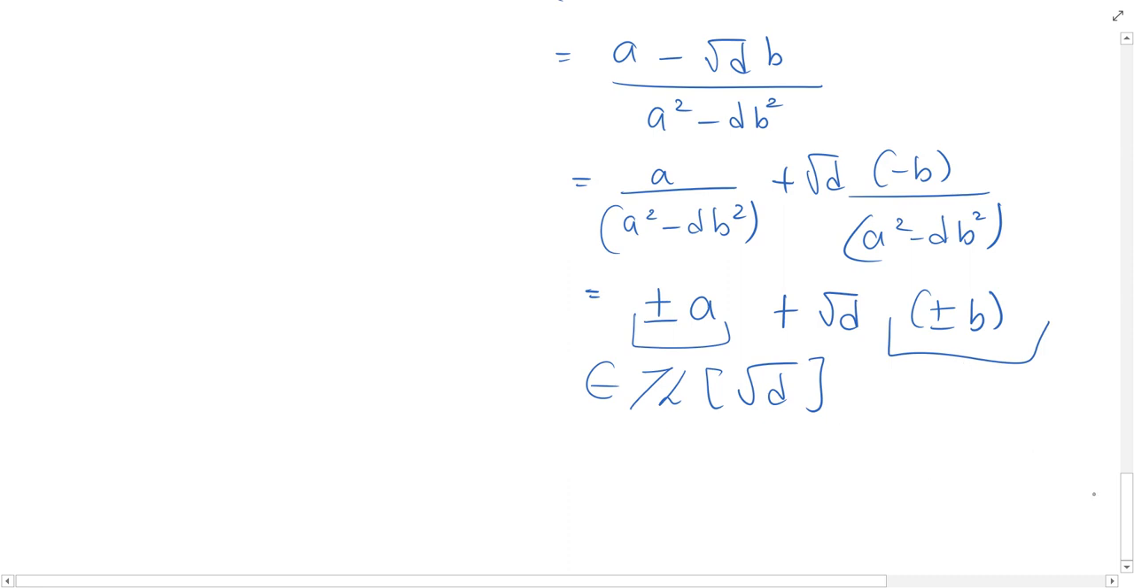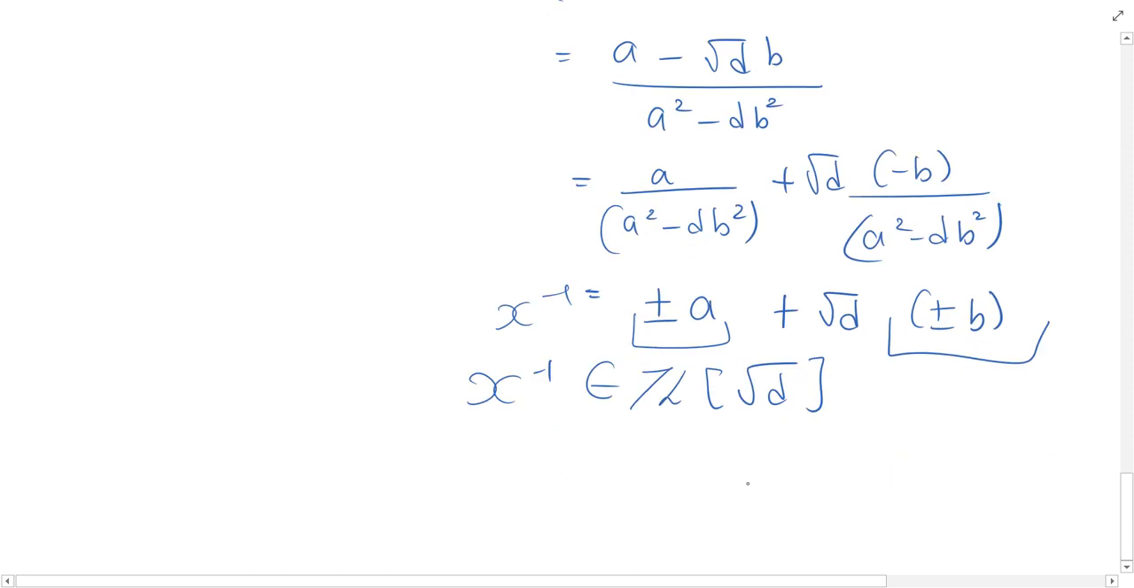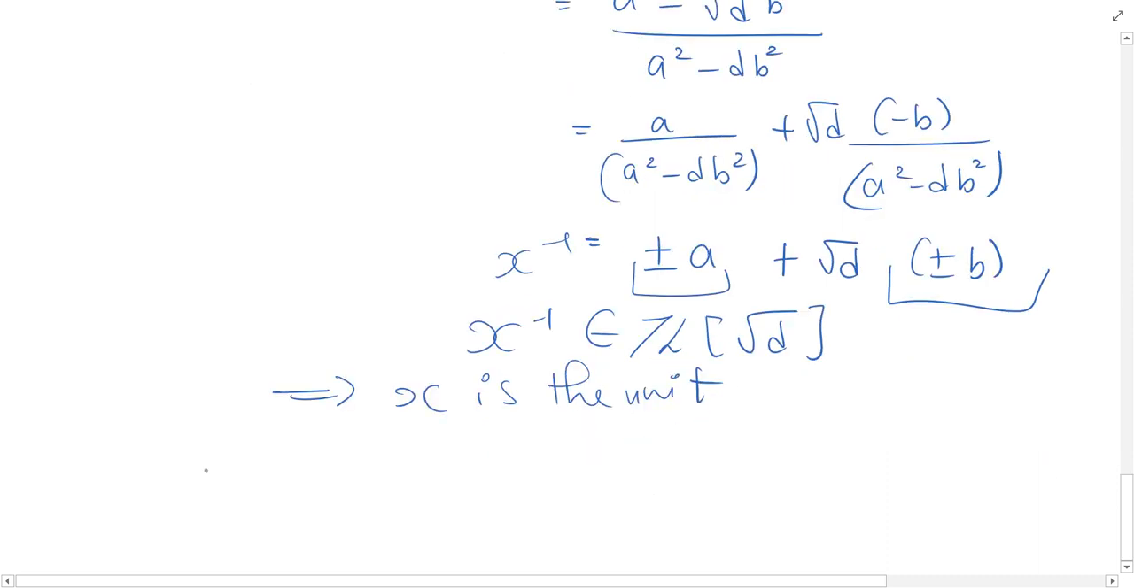So from this, I found that my x inverse is an element of Z[√d], right? Since the inverse exists and it is an element of Z[√d], this implies my x is a unit. Okay, so this way was actually the trivial way. We'll think about the converse part.